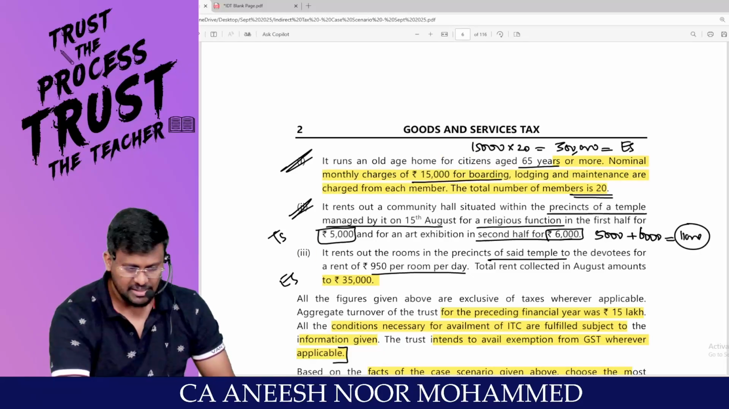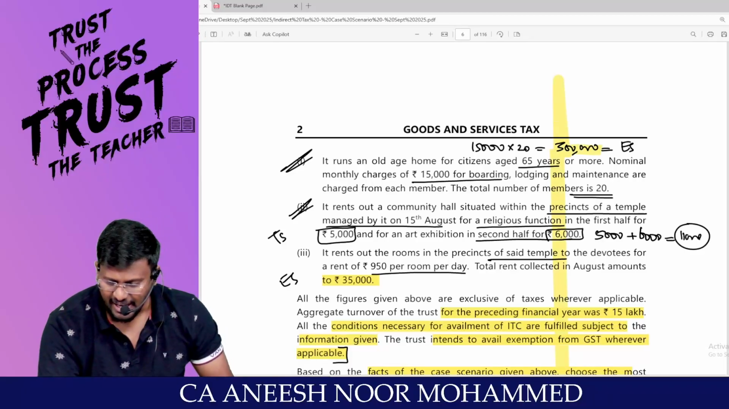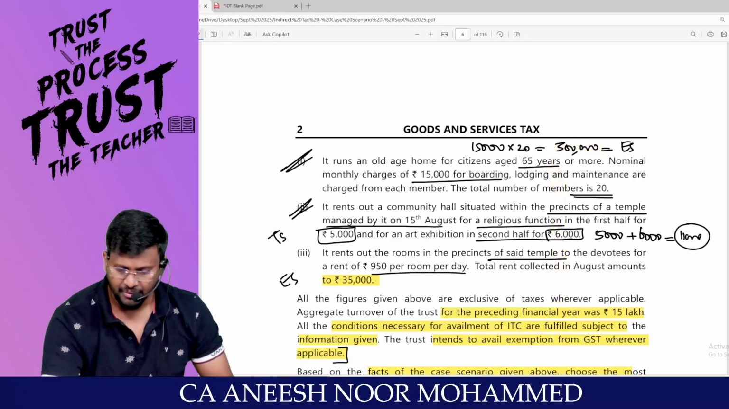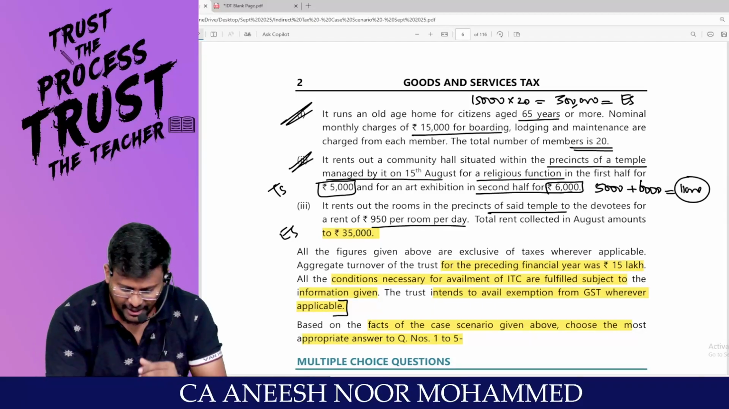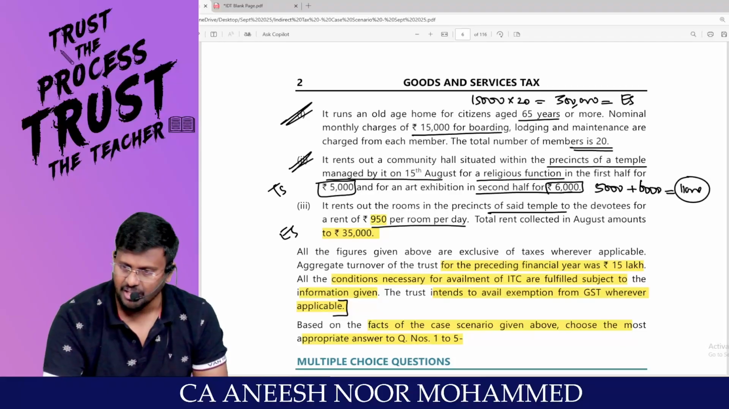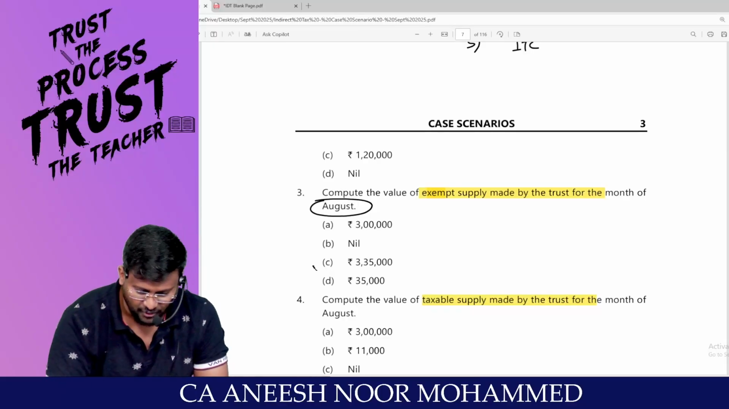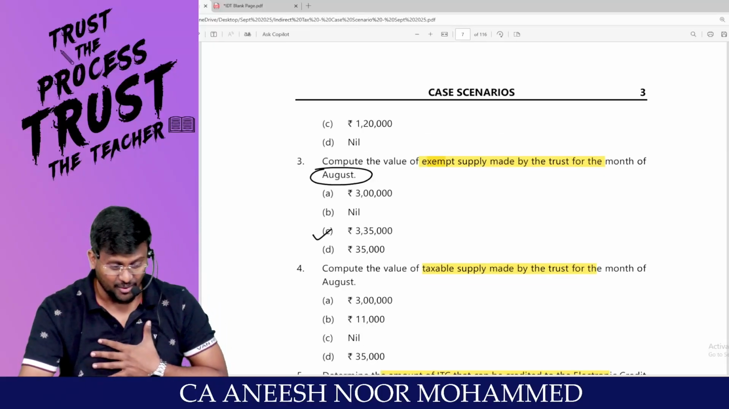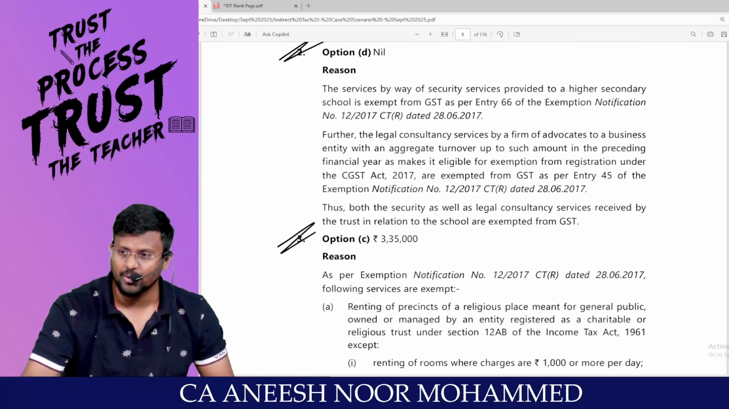3 lakh. Sir, the second one is a taxable supply because in a day it exceeds 10,000 rupees. Accepting? The third one is an exempt supply because per day it does not exceed 1,000. So this is 35,000 plus 3 lakh, which comes to 3 lakh 35,000. Is there any option of 3 lakh 35? So for us it is 3 lakh 35,000. Coming to the third question, my dear lovable students, 3 lakh 35,000 is the right answer.